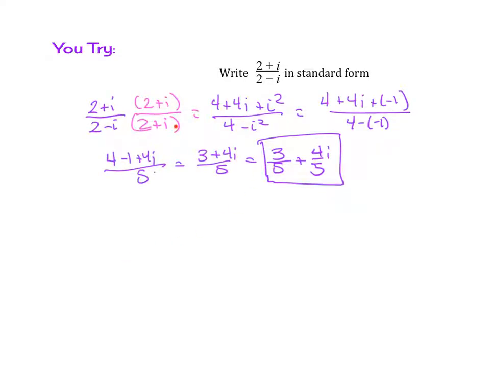If you tried this out, you would multiply by 2 plus i over 2 plus i to the original equation. Then you simplify. You would get 3 plus 4i over 5. You split it apart, and there is your final answer.